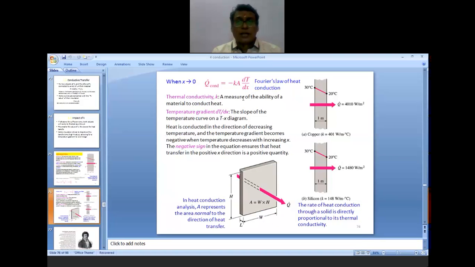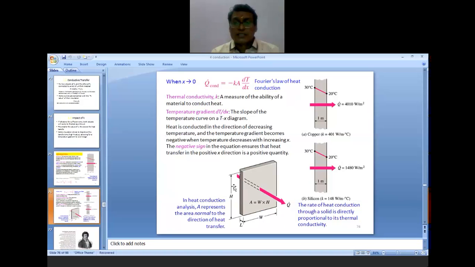Now the thermal conductivity K is a measure of the ability of a material to conduct heat. dT upon dx is the temperature gradient. So the rate of heat conduction in a solid is directly proportional to its thermal conductivity K.